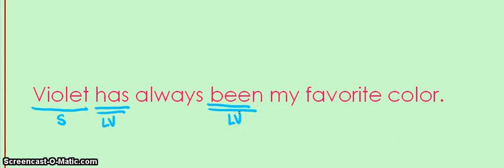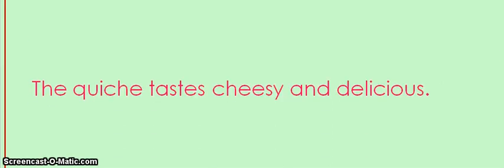Now we have to ask ourselves, what has Violet been? Violet has been my favorite color. In this sentence, the predicate noun is color. Let's move on to the next example.